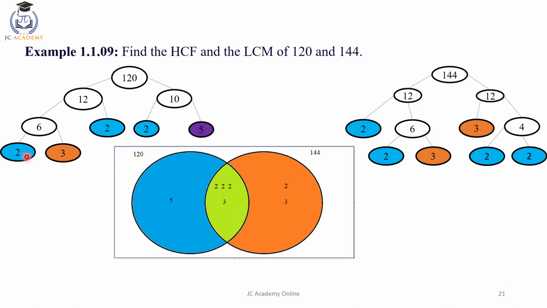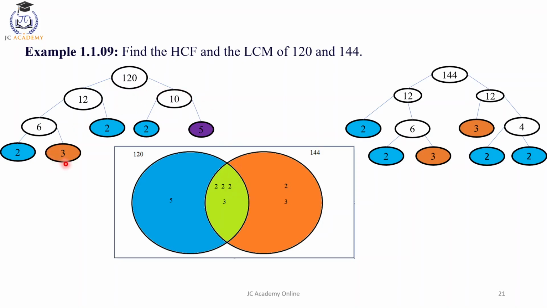So we have 1, 2 here and 1, 2 here. So we could cross this 2, cross that 2, put that 2 in here. Then we have this 2. So we cross this 2, cross this 2, put that 2 in here. Then we have another 2 here. So we cross this 2, cross this 2, and we put that 2 in here.